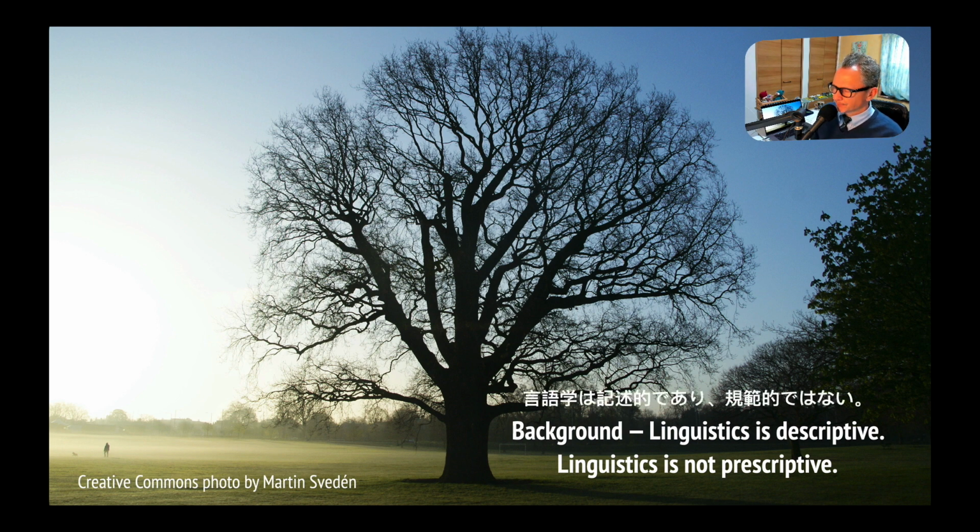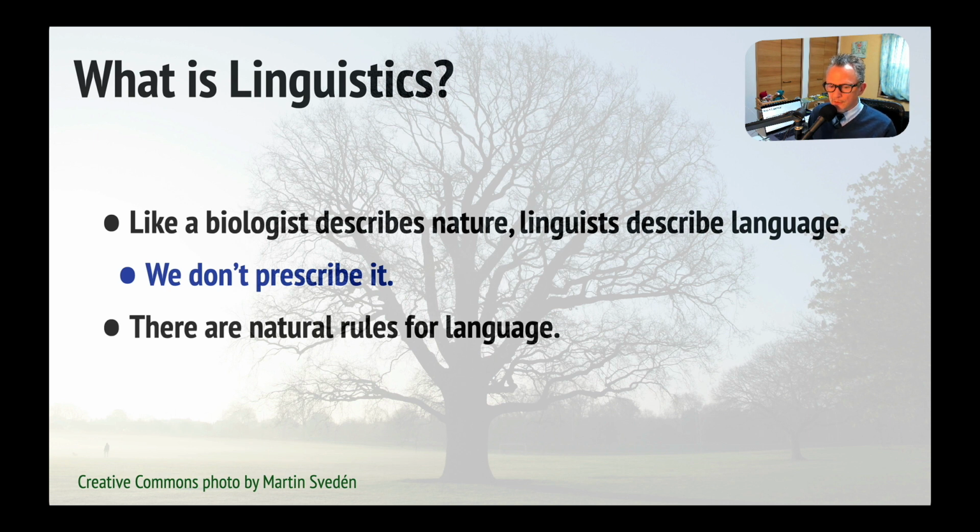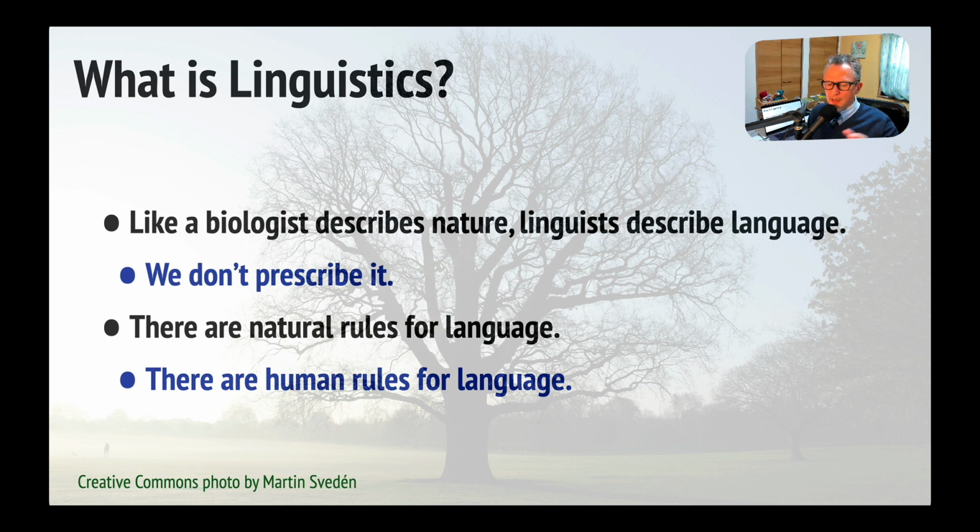So what does this mean? Well, like a biologist describes nature, linguists describe language. We don't prescribe it. A biologist doesn't look at a tree and say, this tree is wrong, it should be different. In the same way, a linguist looks at language and just tries to describe it, what it is in the natural world. So there are natural rules for language, and a linguist wants to describe them. Now, there are human rules for language too, and some of them are kind of wrong, and I'll explain that in a minute, right? But just keep this idea in mind that linguistics is descriptive and not prescriptive.